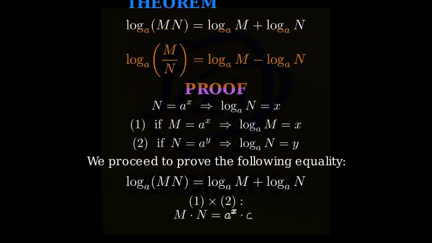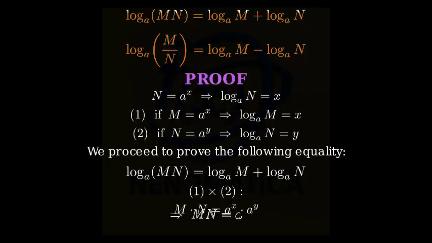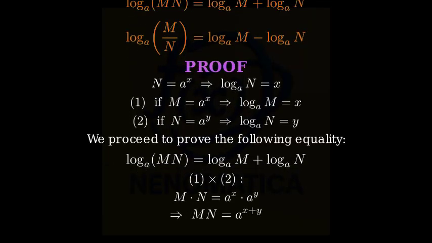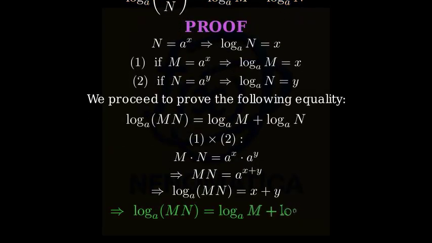Multiply statements 1 and 2. M times n equals a to the x times a to the y. Using the exponent product rule, same base means we add exponents. Therefore, m n equals a to the power x plus y. Convert back to logarithmic form. Then log base a of m n equals x plus y. Finally, substitute x equals log base a of m and y equals log base a of n. Hence, log base a of m n equals log base a of m plus log base a of n.